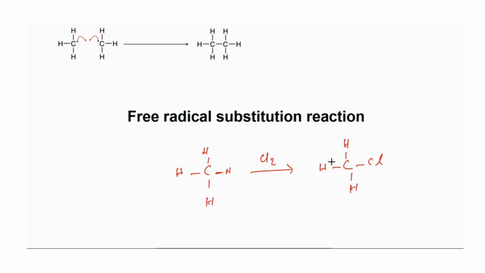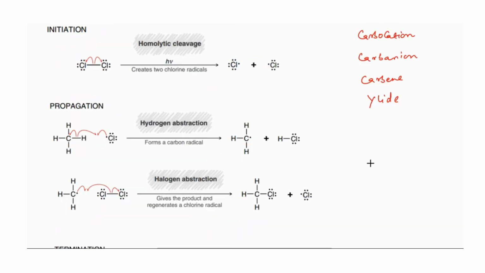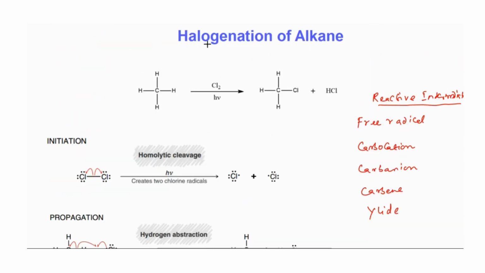Suppose the incoming group came in the form of a nucleophile, then we call it a nucleophilic substitution reaction. If the incoming group came in the form of an electrophile, then we call it an electrophilic substitution reaction. But here this chlorine group came in the form of a radical. That's why we call it a free radical substitution reaction. Okay, I hope you understand how methane undergoes the halogenation reaction.